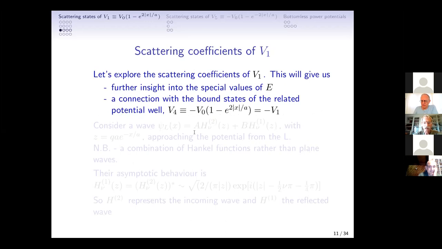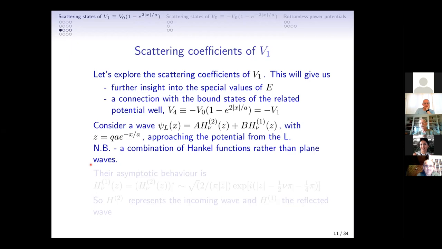So now let's have a look at these scattering coefficients of the original bottomless barrier V1, and that will give us a bit more insight into what these special values of E are about. And moreover, there's a further connection between these scattering states and the bound states of the related potential well, which is a different well, which is minus V1. So you just turn V1 upside down, then you've got an infinite potential well, and you can get at the bound state eigenvalues of V4 through looking at scattering states of V1. So we're talking about scattering from V1.